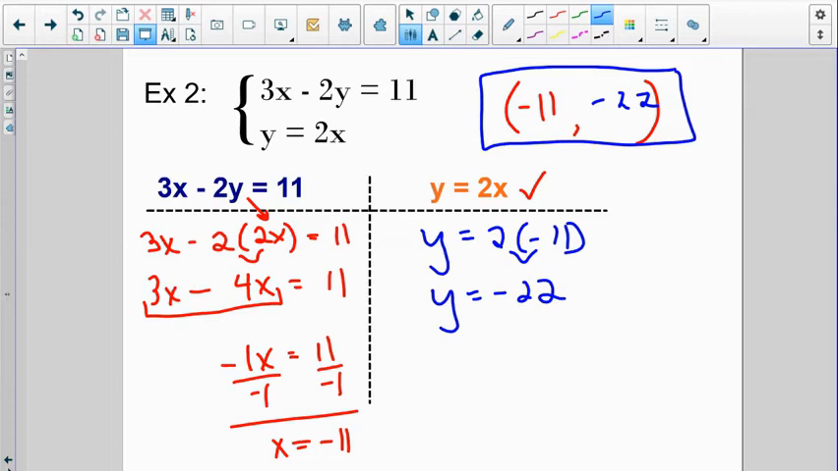And again, you could always double check this by typing your equations into desmos, checking to see where the two lines meet, and they should meet at the intersection of negative 11, comma, negative 22.